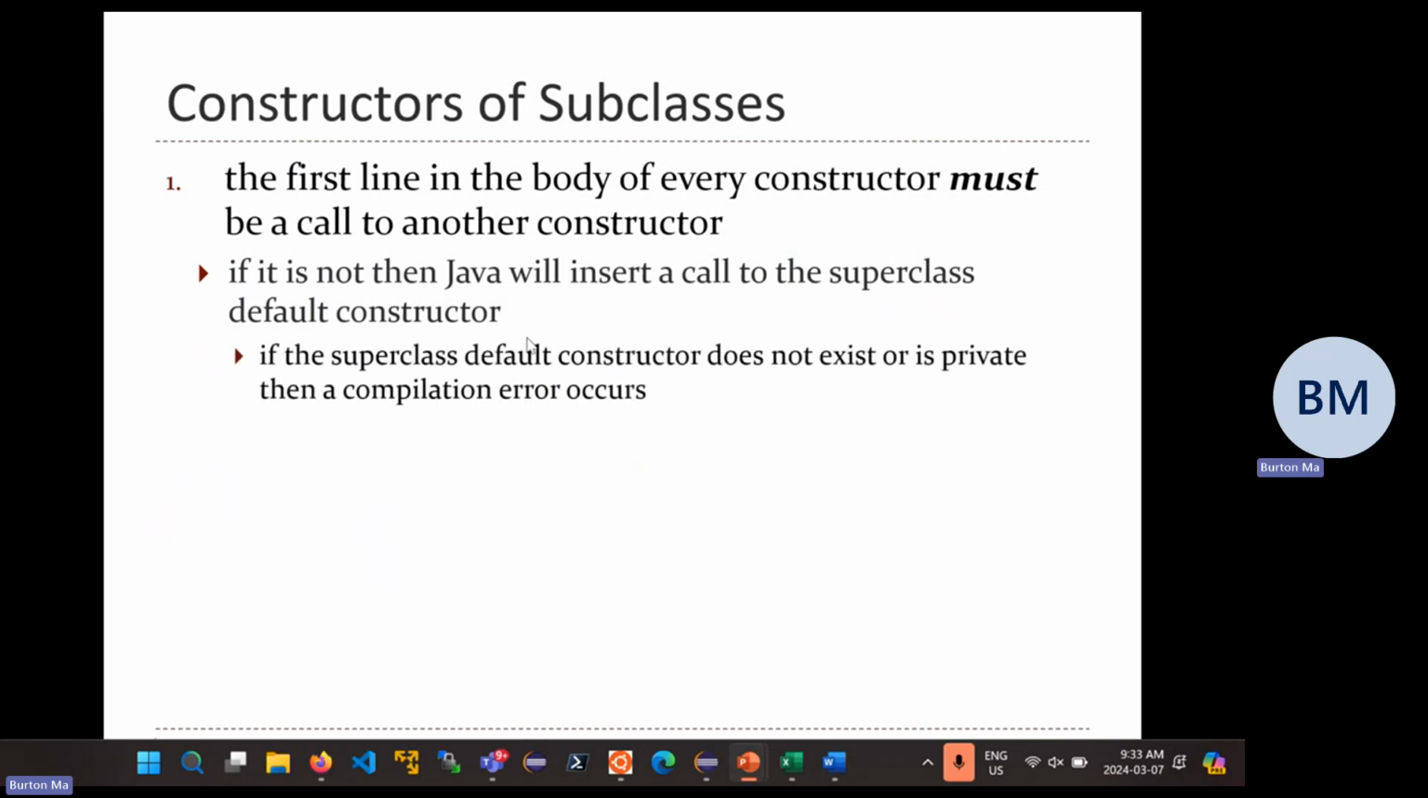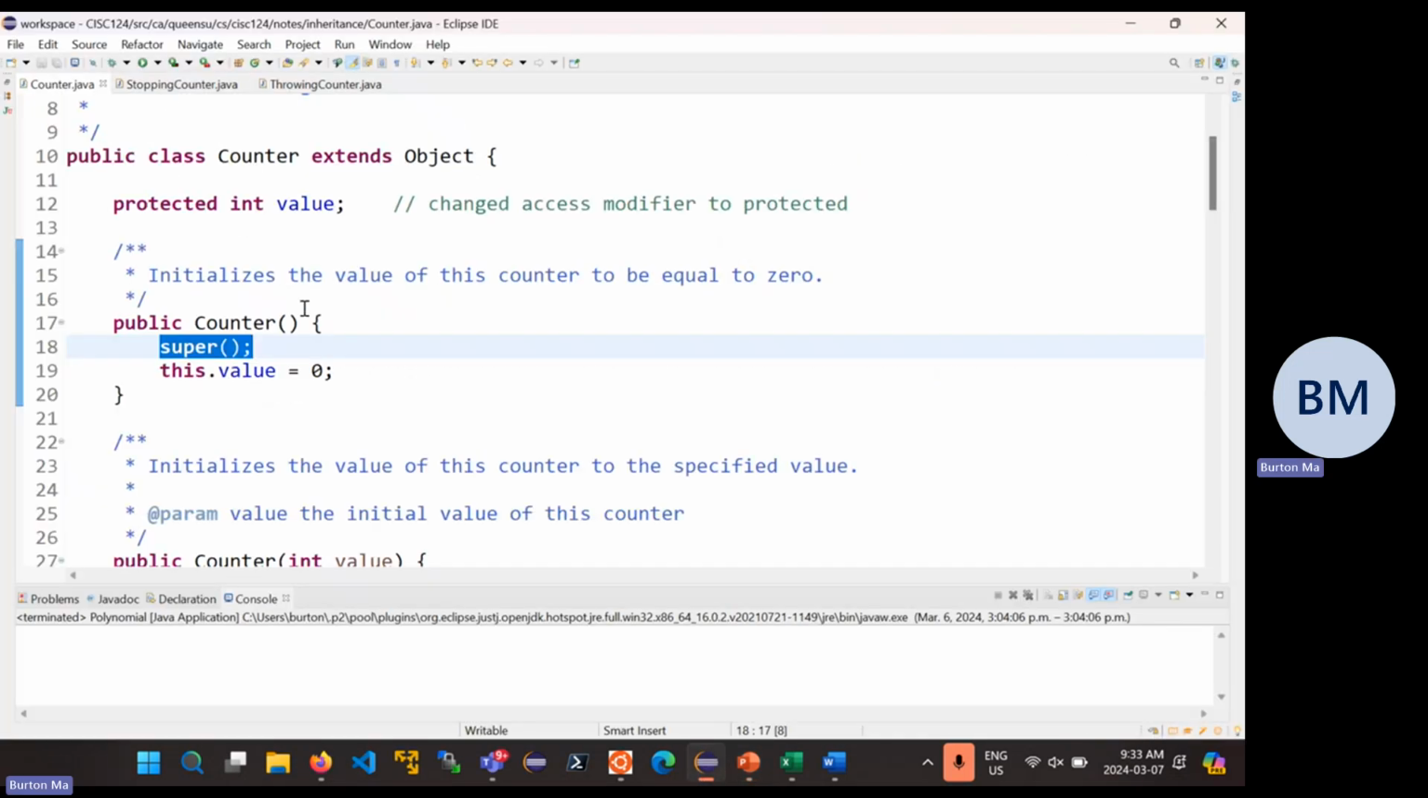Okay, so if the superclass no argument constructor doesn't exist or it's private, you've got a problem. If the compiler is going to silently insert that line, and that constructor is private, so imagine the superclass constructor here is private in Object, which it's not. That line's not legal because that constructor is not visible from another class.